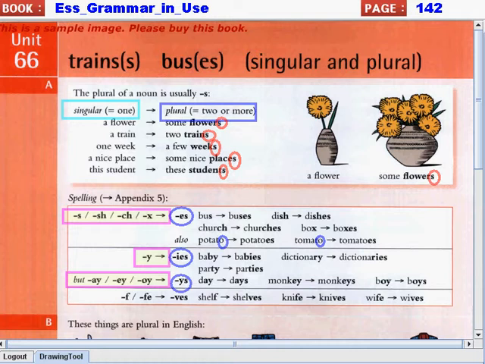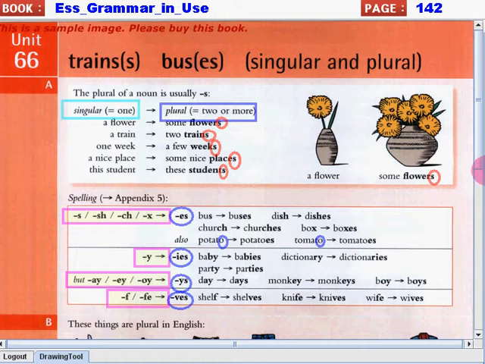Now, there are more. If the nouns end in F or FE, we have to remove F and change it into VES. For example, shelf, shelves. Knife, knives. Wife, wives. Did you understand it all, students? Now let's have a review.